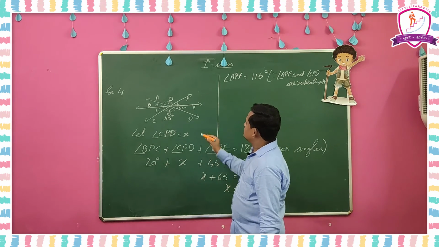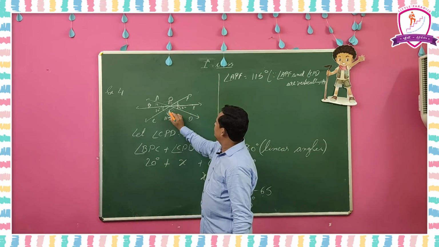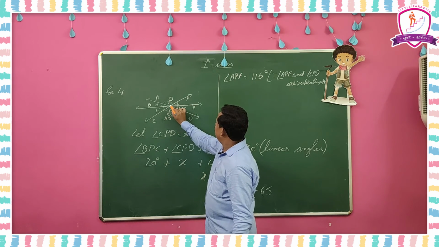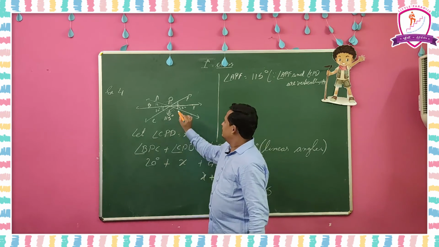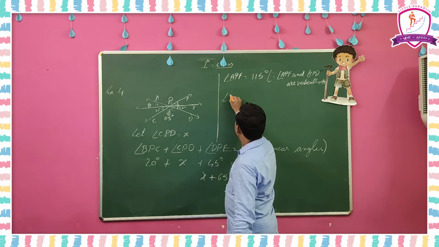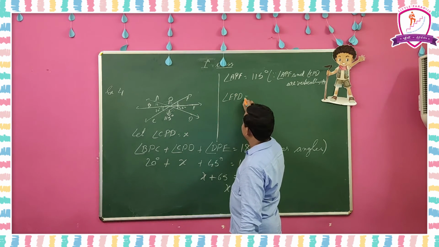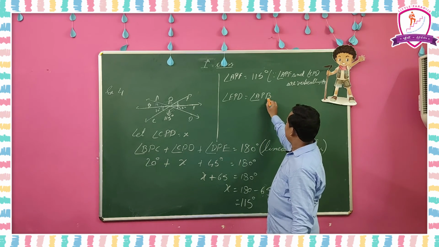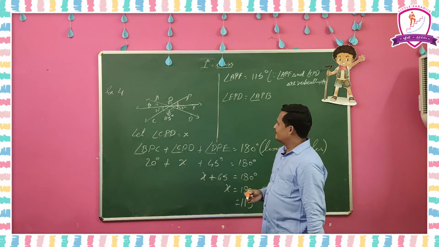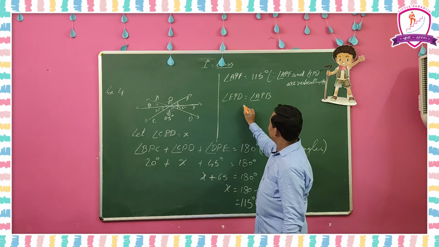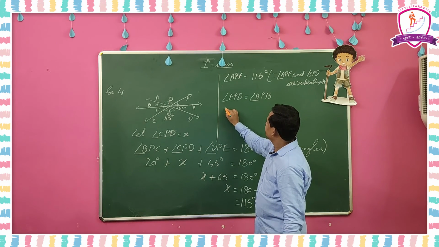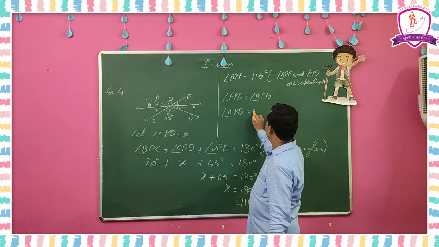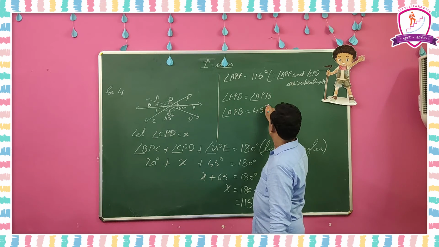So here angle EPD is equal to angle APB. These two are vertically opposite. So we can write angle APB is equal to 45 degrees.